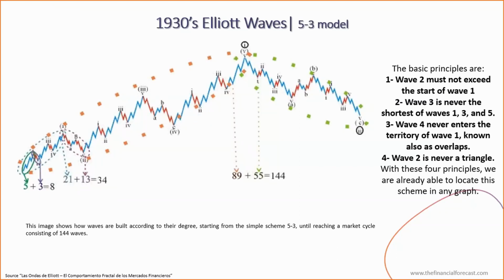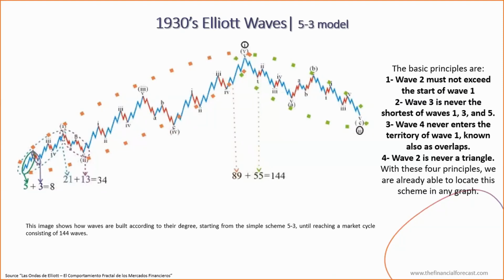The third rule: wave 4 never enters the territory of wave 1. That is what we call overlap. That means the wave in position 4 is not entering the territory of wave 1, meaning the length defined by the beginning and the end of this wave. If wave 4 enters, then it's not a wave 4. You will find a lot of exceptions to this rule, but the general rule says that if it enters, it's not a wave 4, so you need to change the labeling because it's not a 1, 2, 3, 4, 5 pattern.